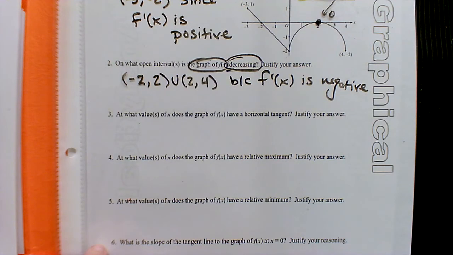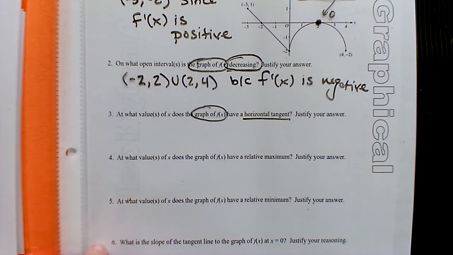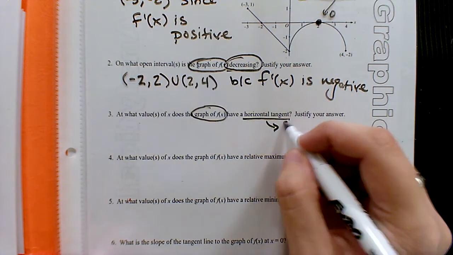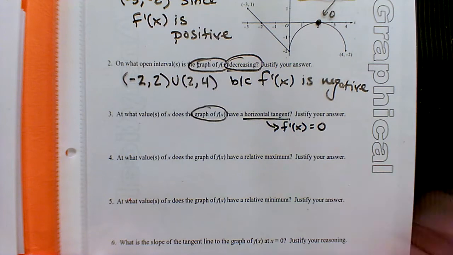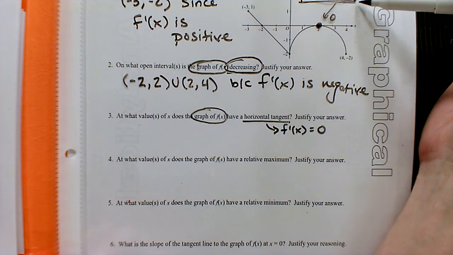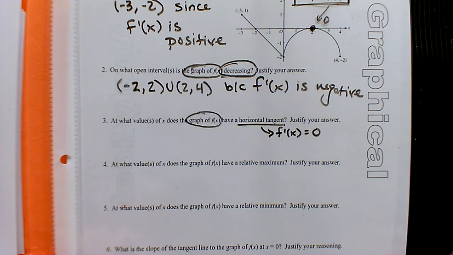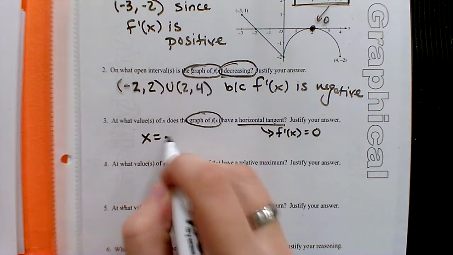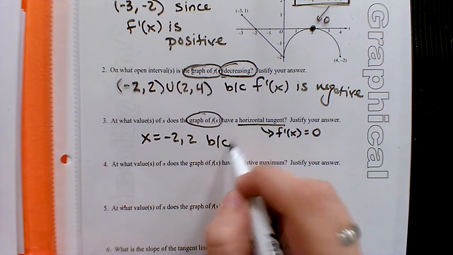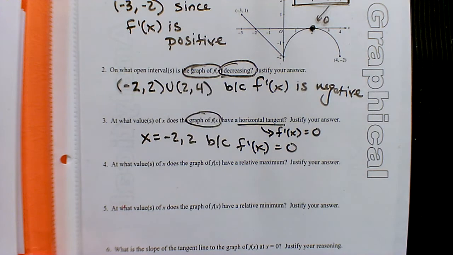All right. At what values of x does the original function have a horizontal tangent? Horizontal tangent means what? Yeah. Max or min, aka slope of 0. You would draw a horizontal line. So if this is the graph of slope, where does this graph have a value of 0? Yeah. Negative 2 and 2. We are on a roll. Justify your answer: because the slope is 0 at those spots.